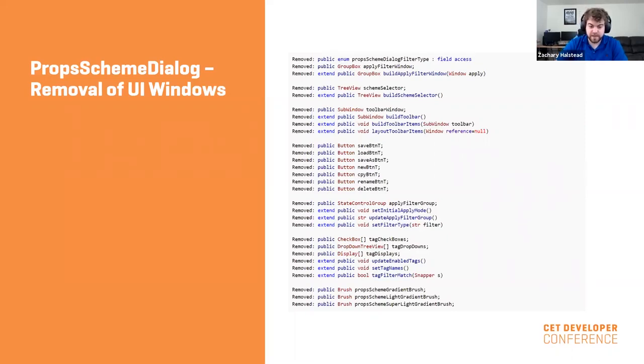So basically all of the functionality for having separate windows has been removed, and all of that stuff is gone. So there's a bunch of field removals, a bunch of method removals, and all of this is also available on the migration guide on the wiki. And I'll give you a link to that at the end.